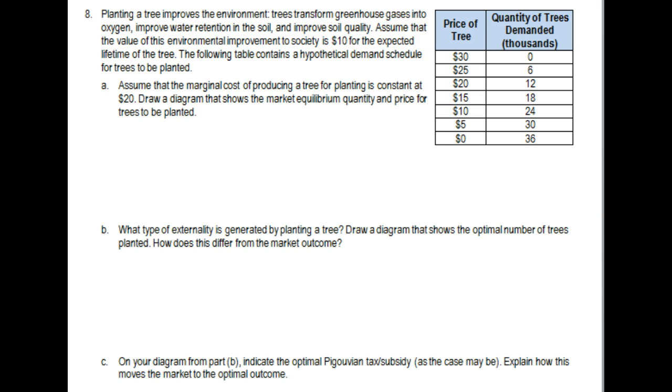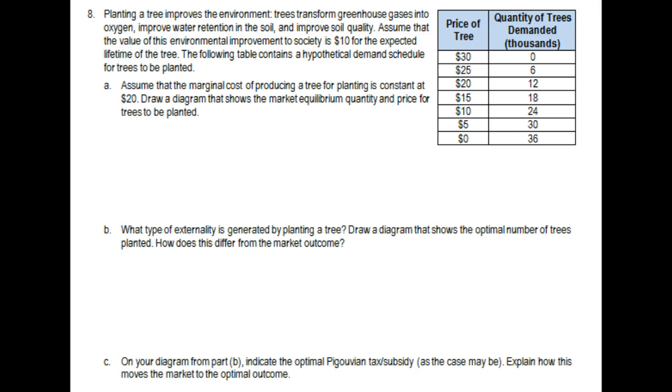The following table contains a hypothetical demand schedule for trees to be planted. A. Assume that the marginal cost of producing a tree for planting is constant at $20. Draw a diagram that shows the market equilibrium quantity and price for trees to be planted.